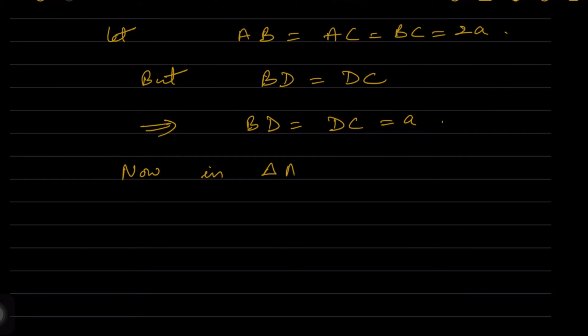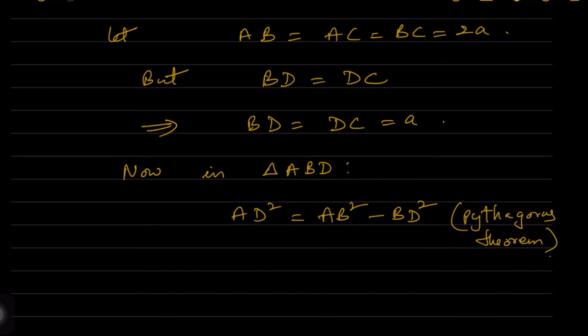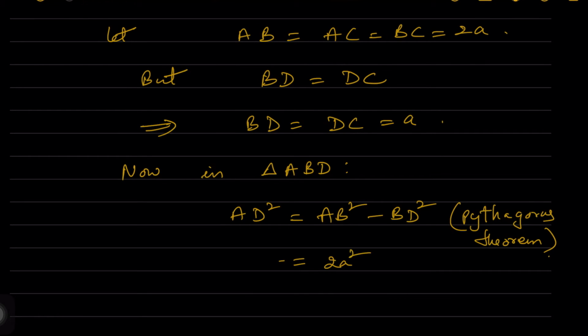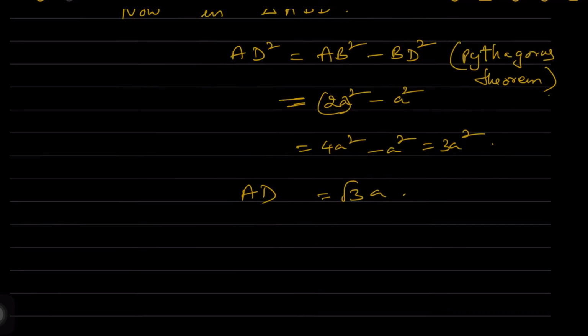But BD is equal to DC, which is equal to A. So now in triangle ABD, from Pythagoras theorem you are having that AD square is equal to AB square minus BD square, which is equal to 2A whole square minus A square, which is 4A square minus A square, which is 3A square, or AD is equal to root 3A.